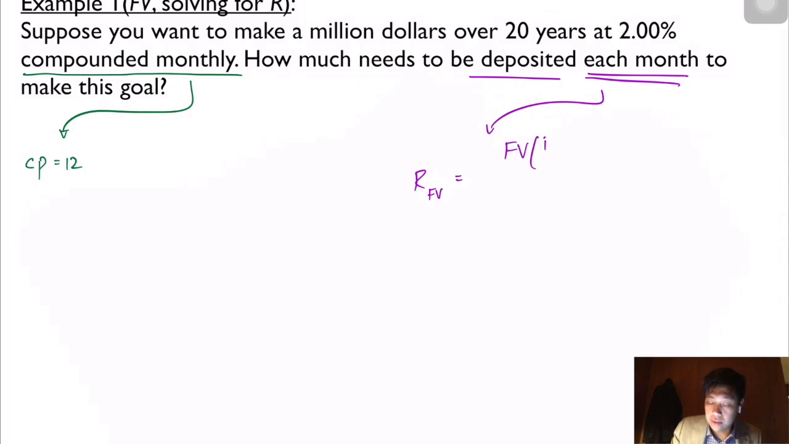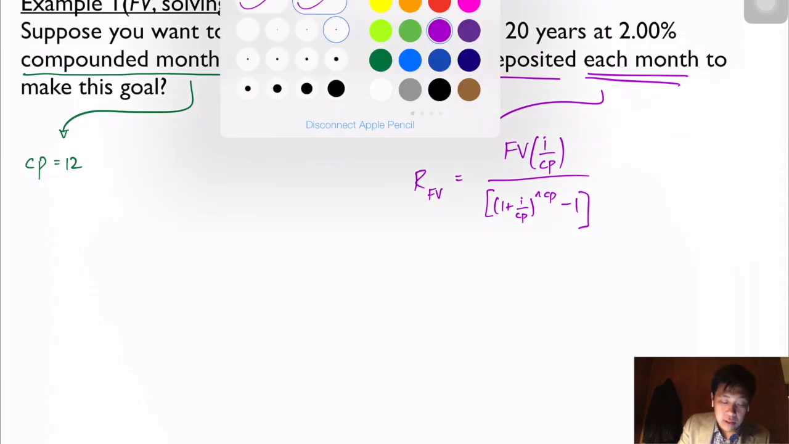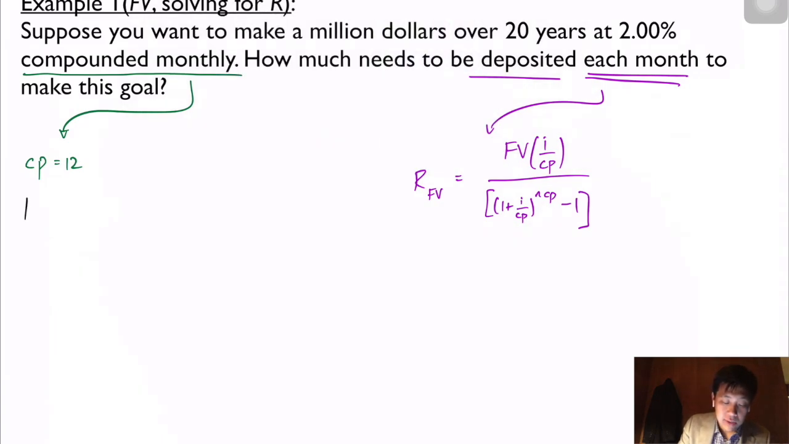And it looks like the following. 1 plus I over CP and CP minus 1. Okay, writing down your usual suspects. R for the future value, that is what we're looking for, our monthly deposits. The future value itself is $1 million.